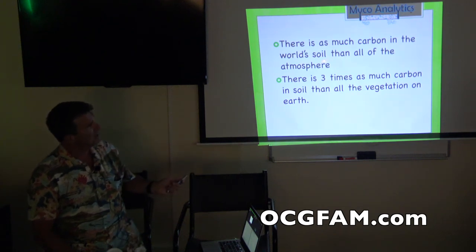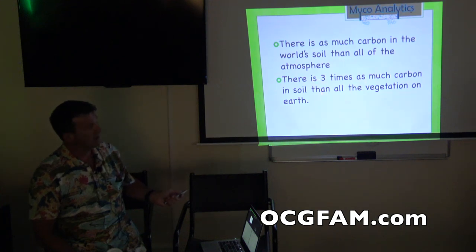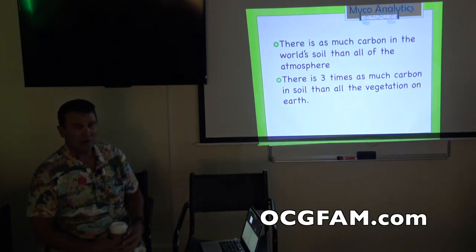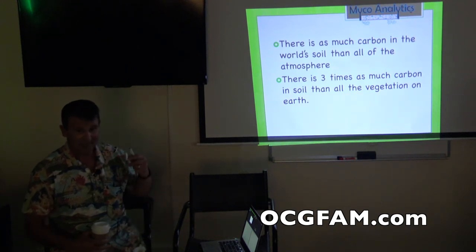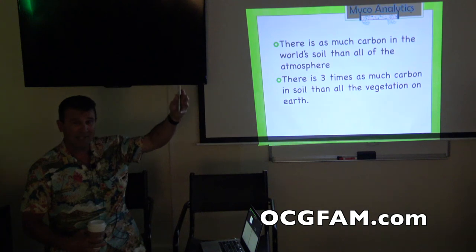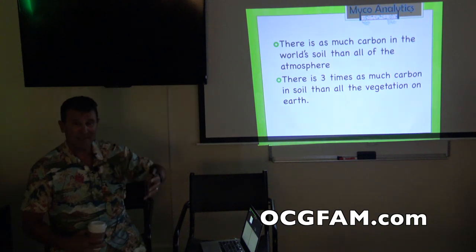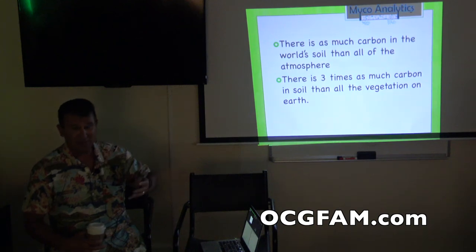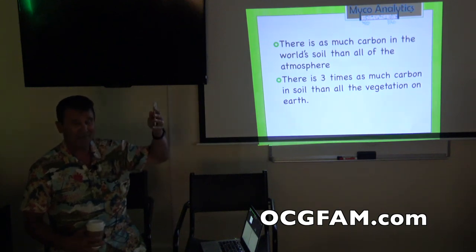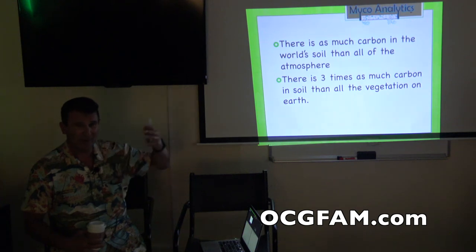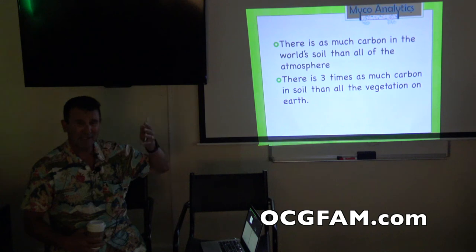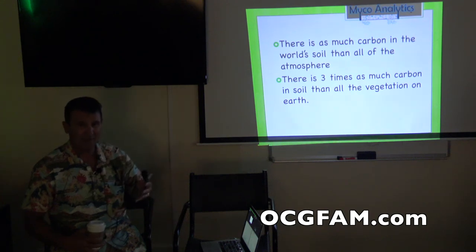there's as much carbon in the world's soil as in all the atmosphere. And there's three times as much carbon in soil as in all the vegetation on Earth. So what separates planet Earth from Venus or Mars? On Venus and Mars, there's no mechanism for getting the carbon dioxide out of that atmosphere and into the plant, into an organic living system. And that's why they don't have life on those planets. Whereas, for some reason on planet Earth, we've evolved this ability to take CO2 out of the atmosphere and make it available as carbon for living things.